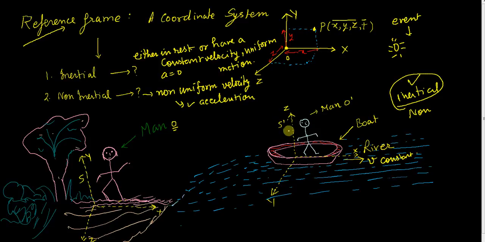Why inertial frame? Because this frame is moving with constant velocity, and this is the simple definition, in simple words, of the inertial frame. And no doubt this frame is at rest, so it will be an inertial frame. So both the frames associated with the observer O and O prime are inertial. Now on to the next section.